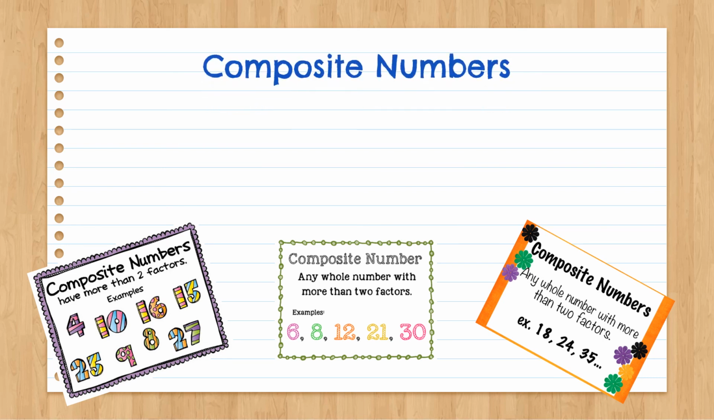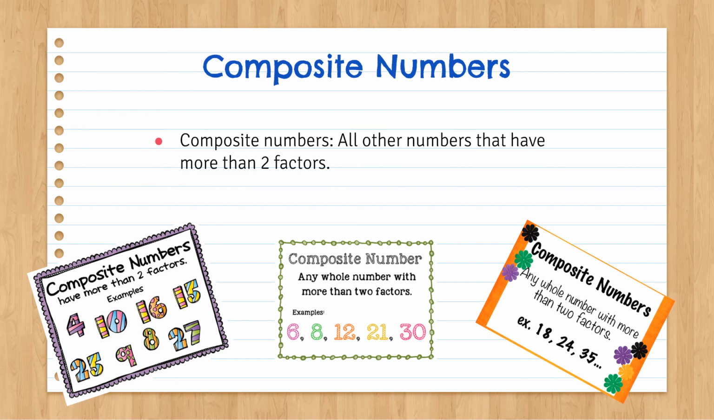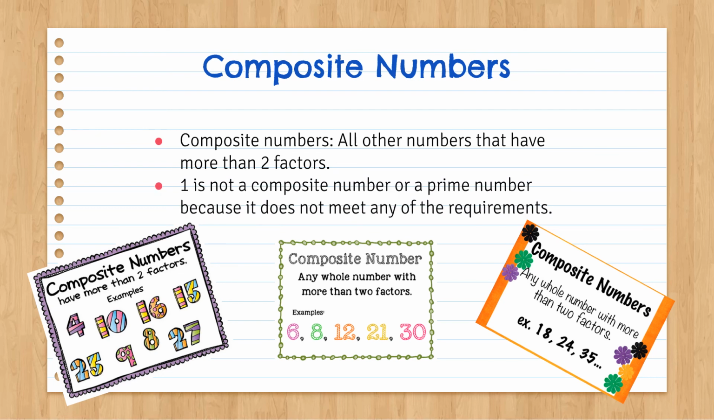And now we get to the composite numbers. Now, what is a composite number? Composite numbers are all numbers that have more than two factors. 1 is not a composite number or a prime number because it does not meet any of the requirements.